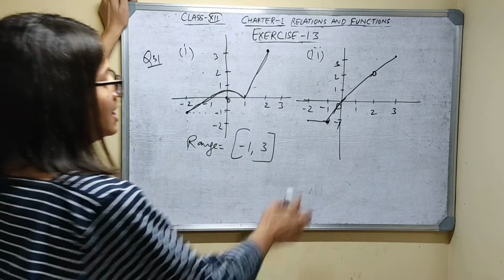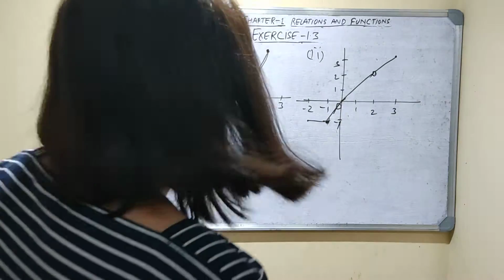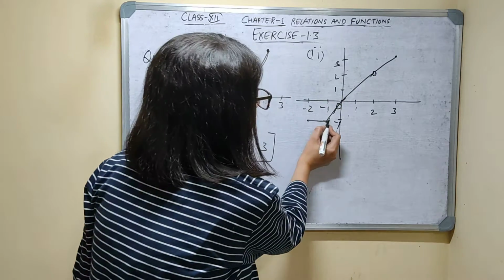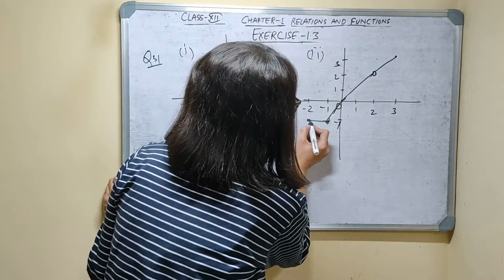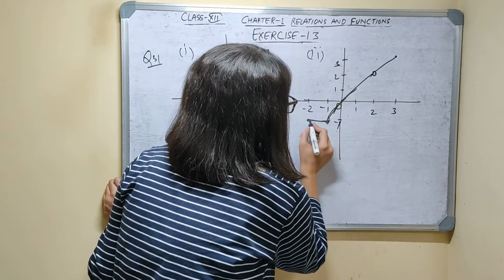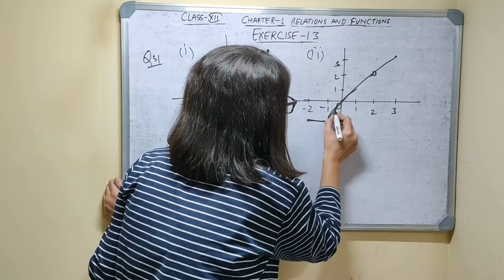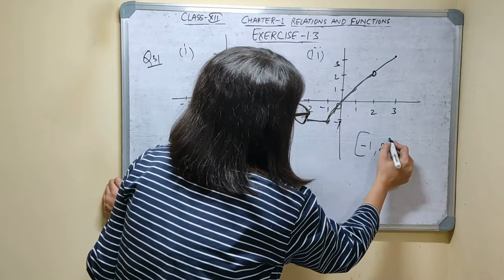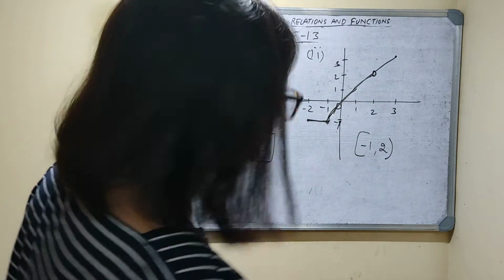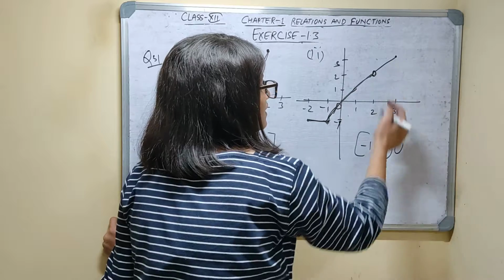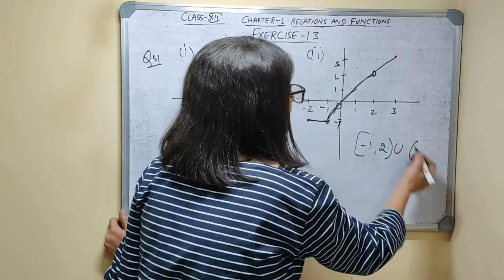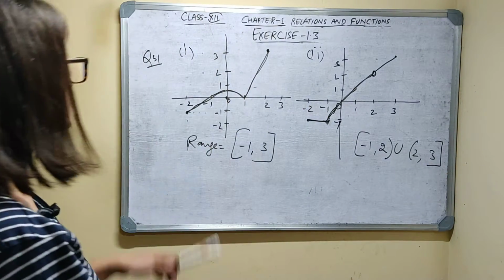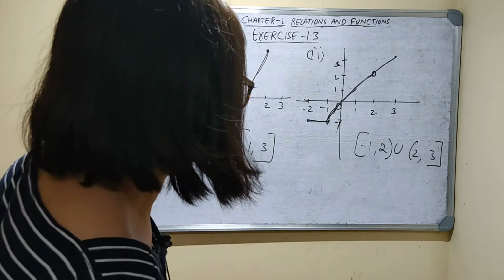Is it clear? Now this graph starts from here, minus 1. From here to here, minus 1 only. Minus 1 to 2, but here it is open, so we can't include this point. Union, further, 2 we can't touch, comma, till 3 we can touch. The point 3 is included. So you have to solve the range of the following functions like this.